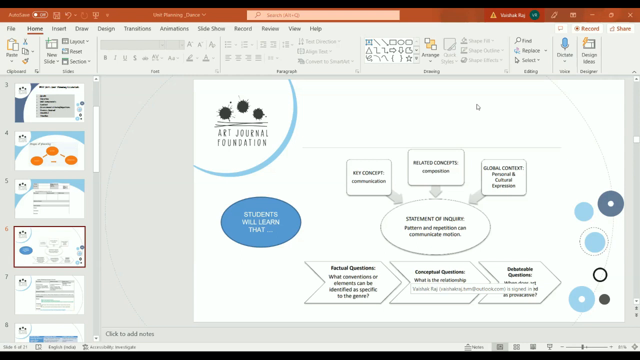So, sir, I have taken communication as my key concept, and related concept I have taken presentation, and global context I have taken orientation in space and time. Okay, fantastic. So now, sir, can you help me create a statement of inquiry? So, Shubham, now with these three words, now you have what?